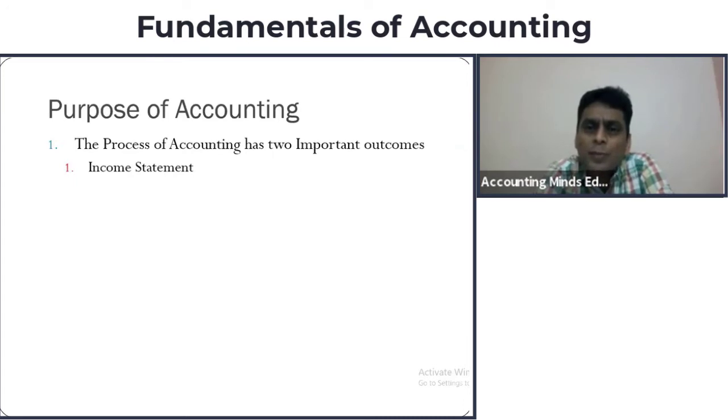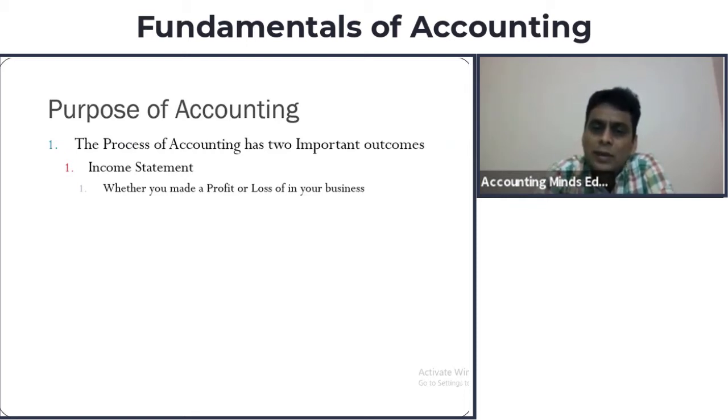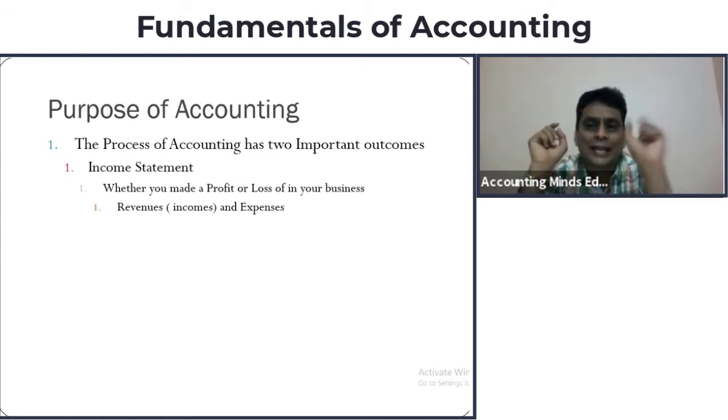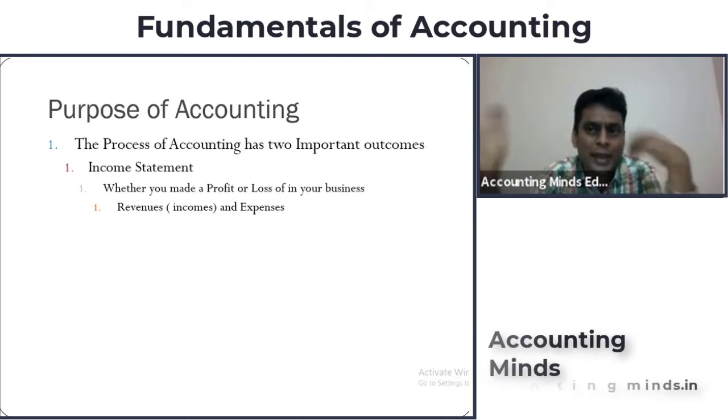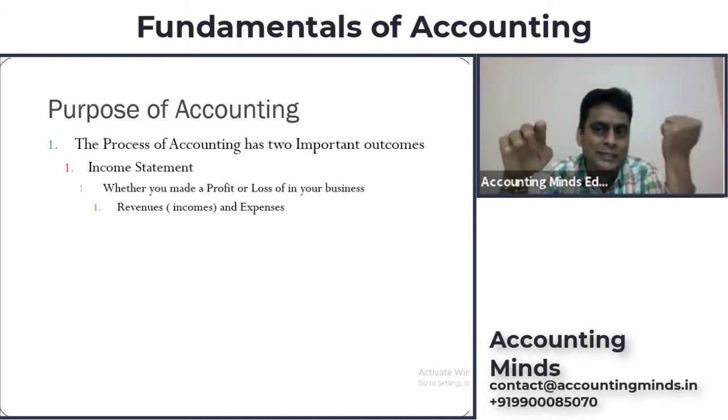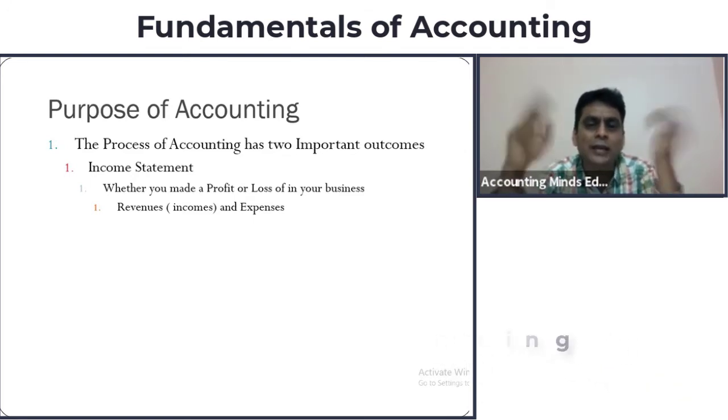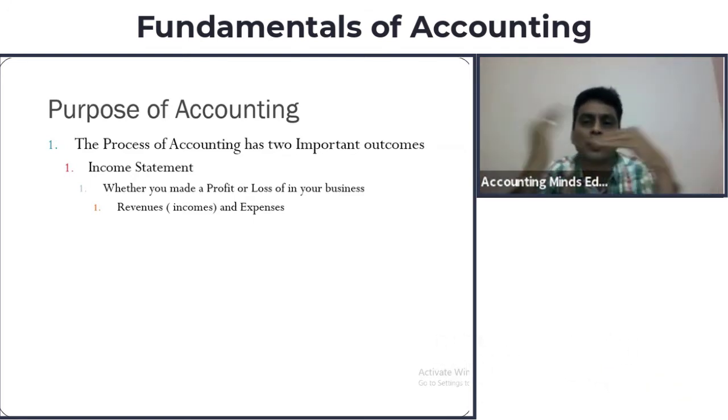If you do accounting properly, you can make an income statement. Income statement is nothing but what Nida was saying, that it is profit or loss. It will help us find out the profit and loss of our business. It gives us revenues and expenses. We compare the revenues, the incomes, with expenses. Revenues are what I get, expenses are what I pay. We minus the expenses from the revenues, and we get profit or loss. If my expenses are more and my incomes are less, then it's a loss. If my incomes are more and my expenses are less, then it's a profit.